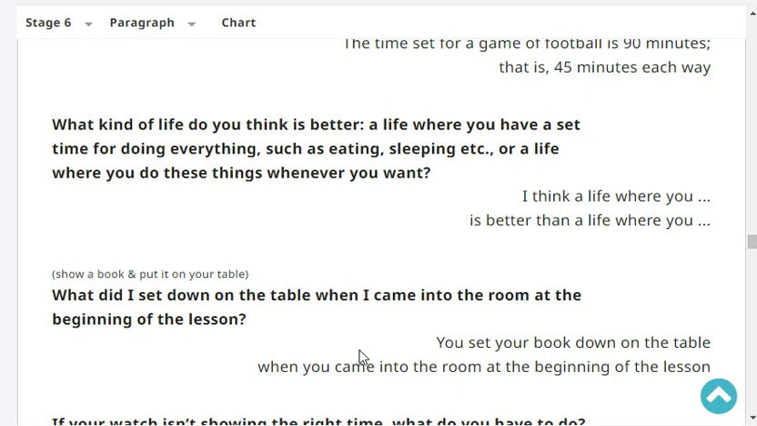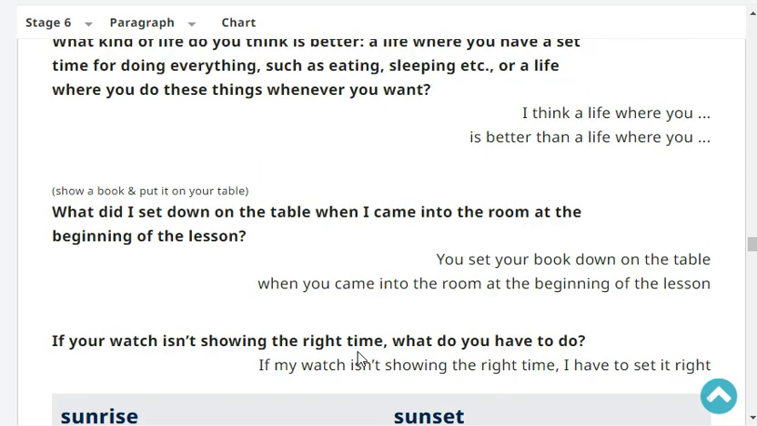What kind of life do you think is better? A life where you have a set time for doing everything, such as eating, sleeping, etc., or a life where you do these things whenever you want? I think a life where you do those things whenever you want is better than a life where you have a set time for doing everything, such as eating, sleeping, etc.